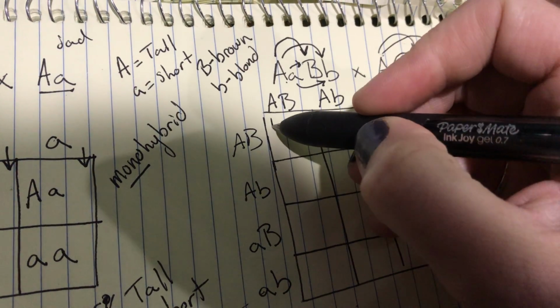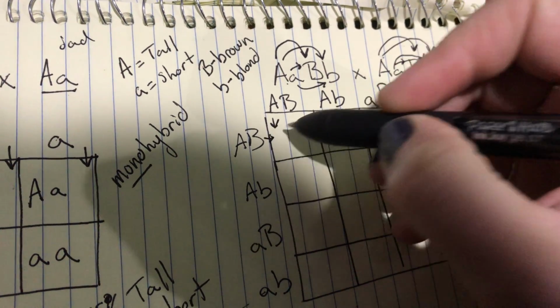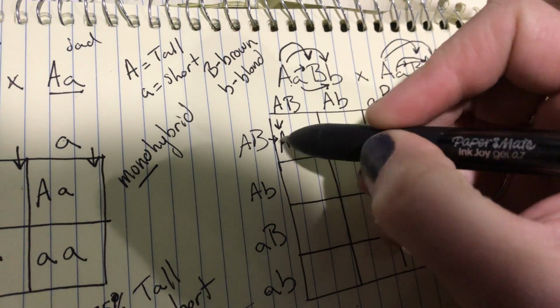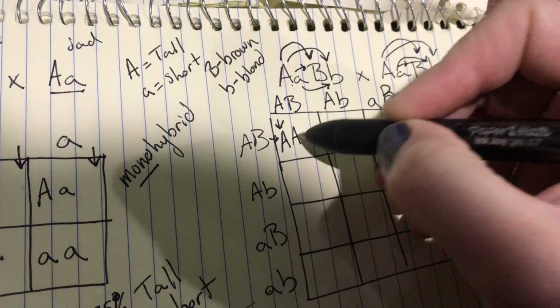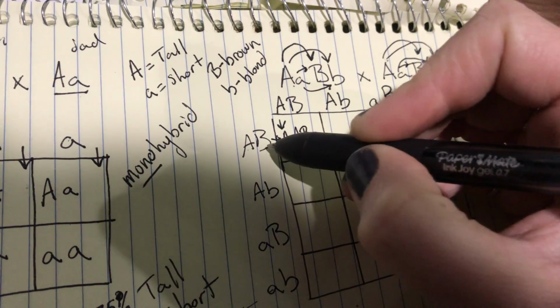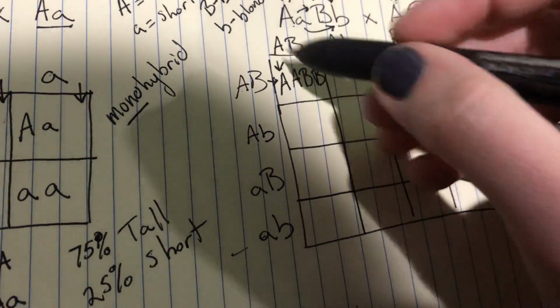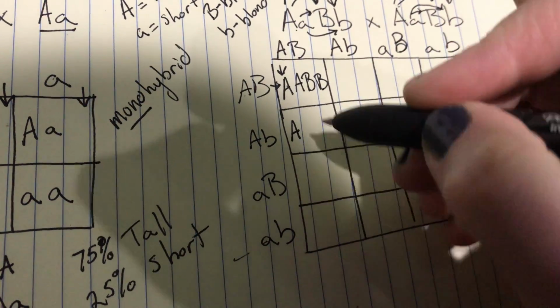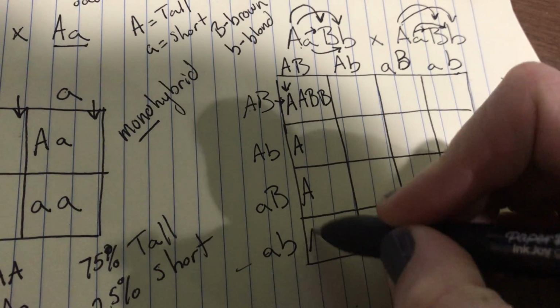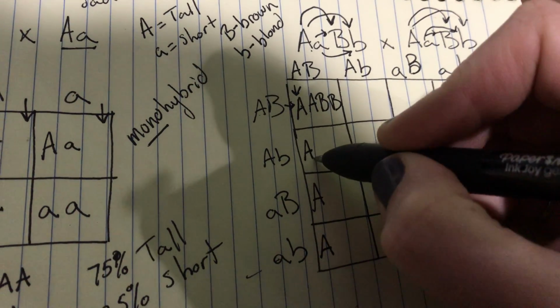So if we drop this down, drag this across, we'll have a capital A from here, capital A from here, capital B from here, capital B from here. And then we just fill it in. So I will put my capital A's.